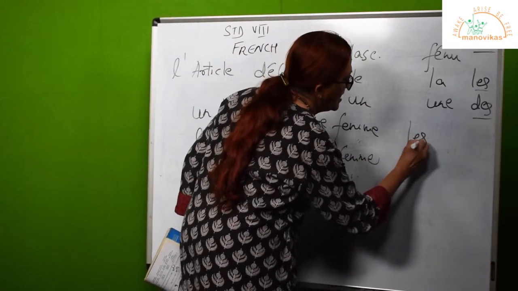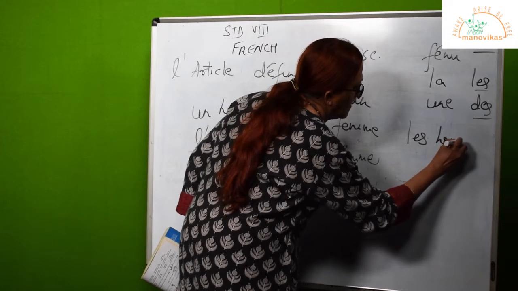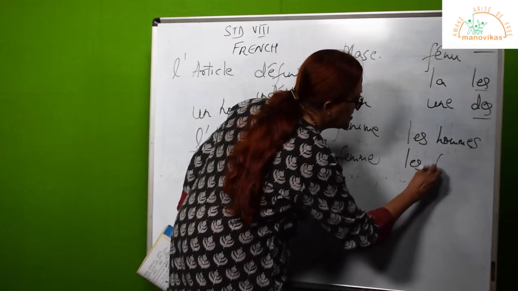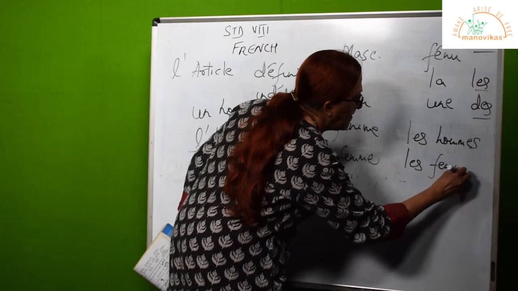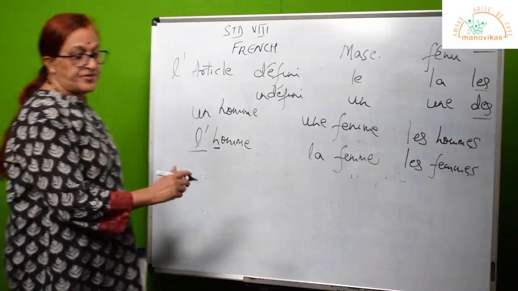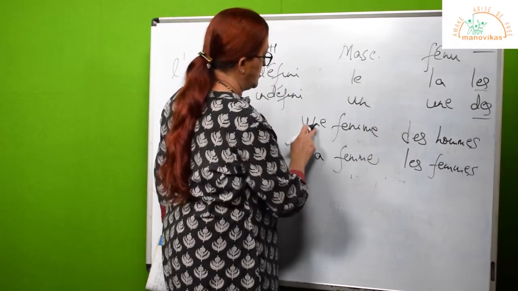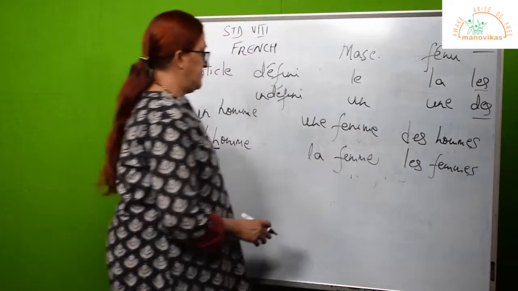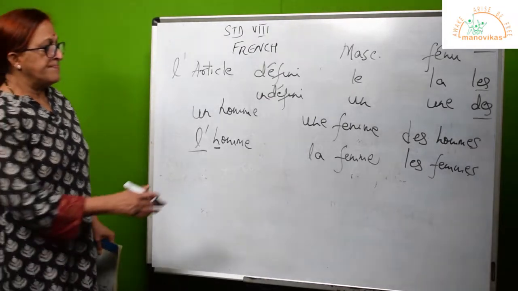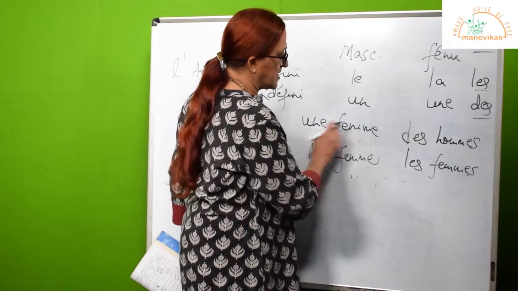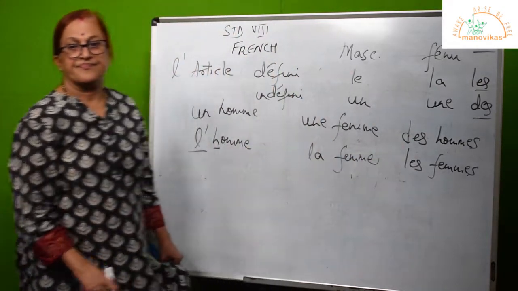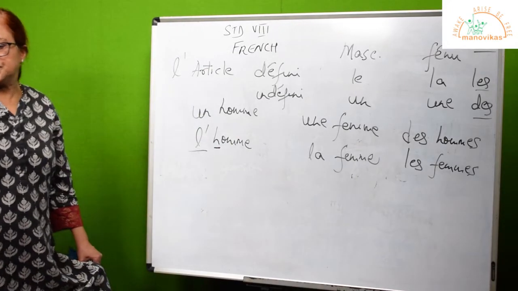How will we say the men, many men? I will say les hommes. And les femmes. These are plural. Many men, many women. Des hommes. Une femme, des hommes, les femmes. So, for plural, un, une becomes des, D-E-S, and le, la becomes les. Have you understood?